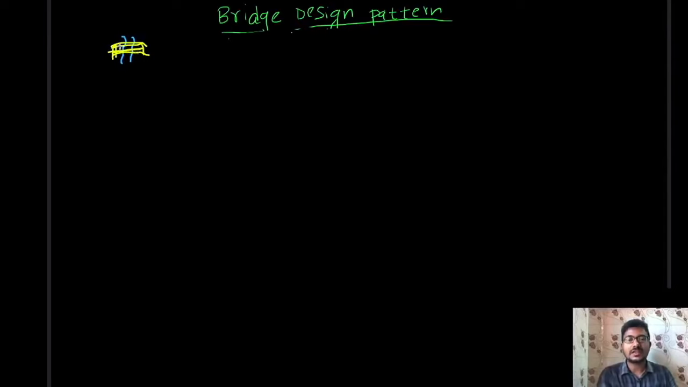So here this is called abstraction. We are ignoring the internal architecture or inner details about the implementation. Similarly, if you take any software, there would be two layers. One is abstraction and then implementation.